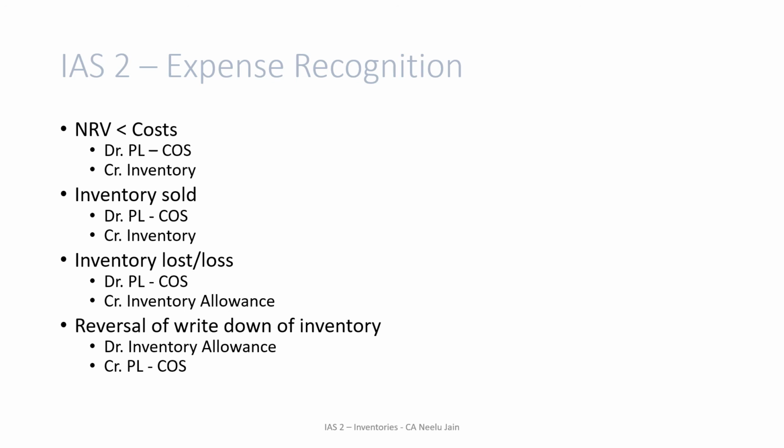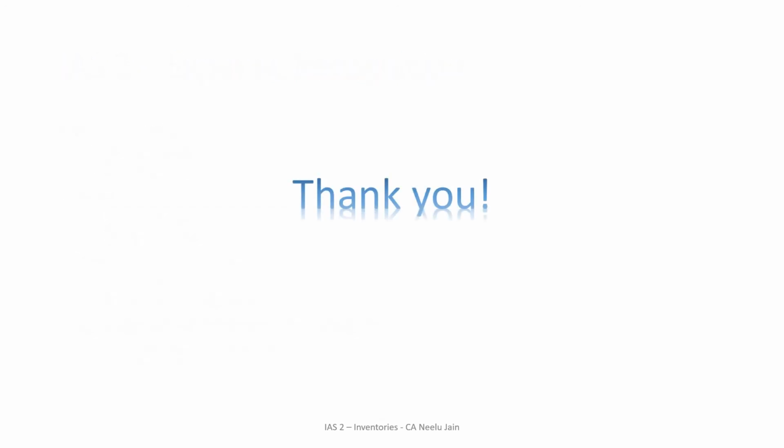So basically, IAS 2 inventories consist of the definition of inventory, how you need to account your inventory, what is cost, the definitions of cost and net realizable value, the fundamental principle of recognition of inventory, and providing guidance on the methods of determining the cost of the inventory.